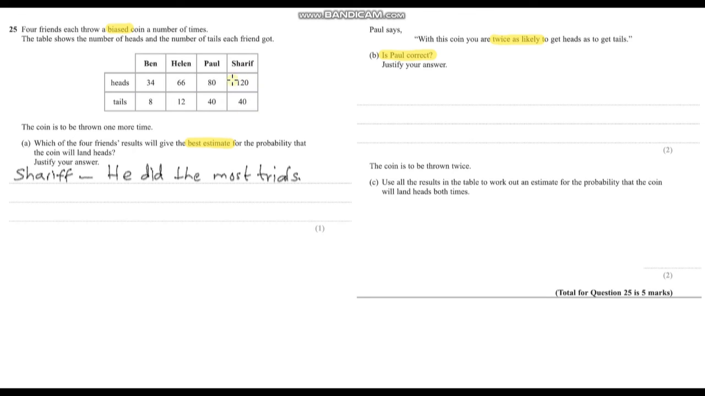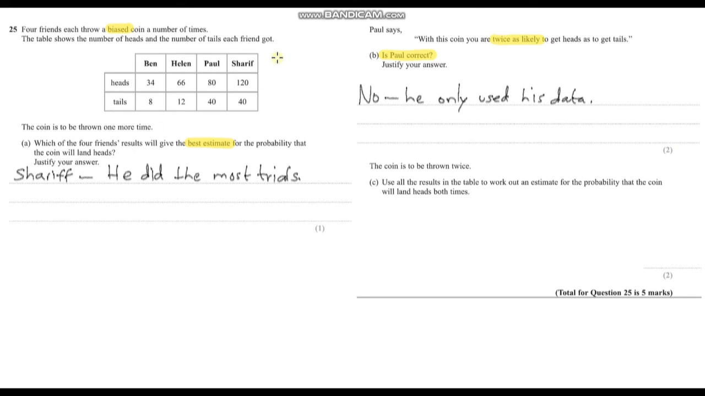So we could either use Sharif's data, or an even better thing to do would be to combine everyone's data together and use that data. Okay, so is Paul correct? We'd have to say no and justify your answer. So we can say that he only used his data. Okay, so we could say, what would happen if he used all of the data?